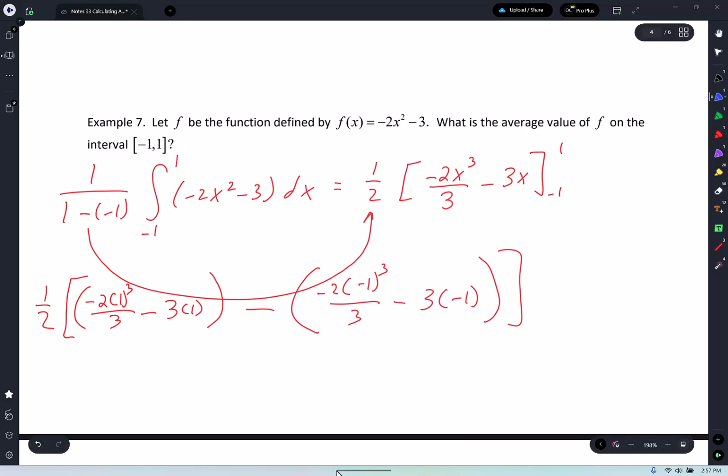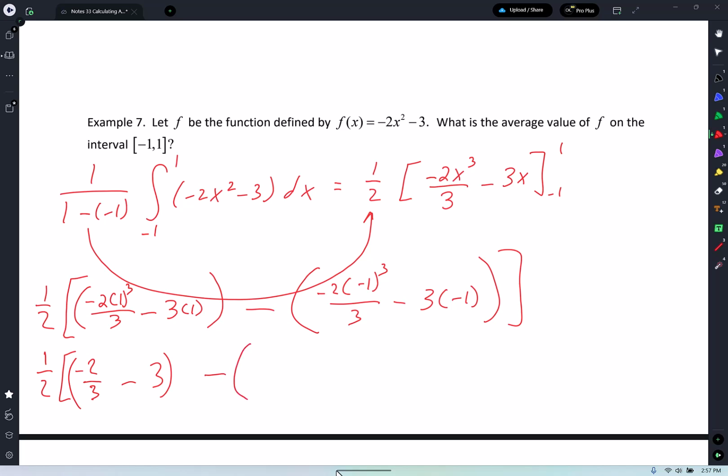Okay, I think we got it. I think. Let's see. I'll do it over here. 1/2 bracket. This is going to stay negative: -2/3 minus 3. Minus, and then negative times the negative is a positive. So this is going to turn into a positive 2/3 plus 3.